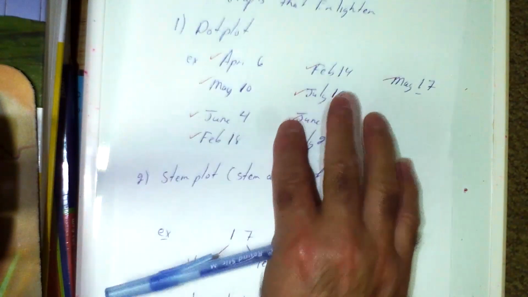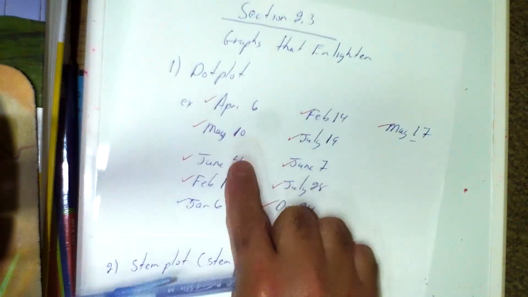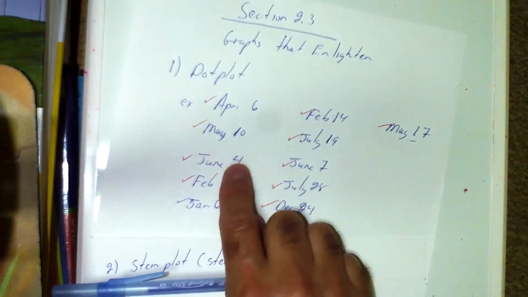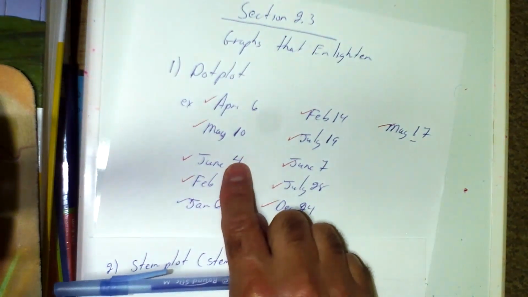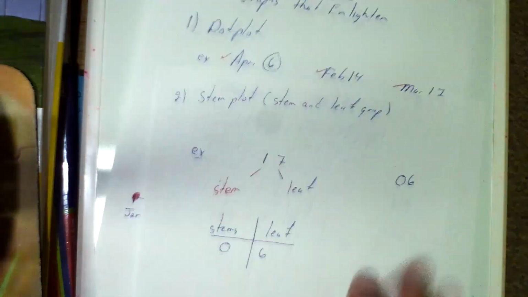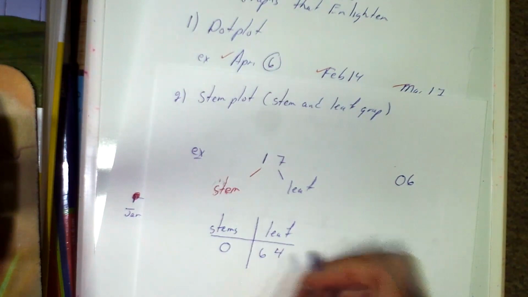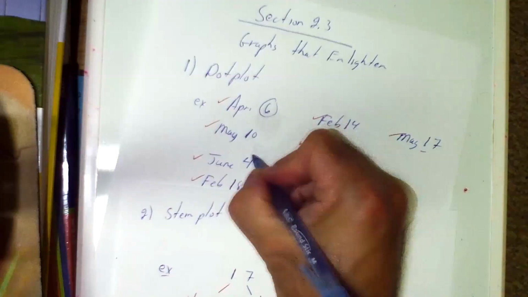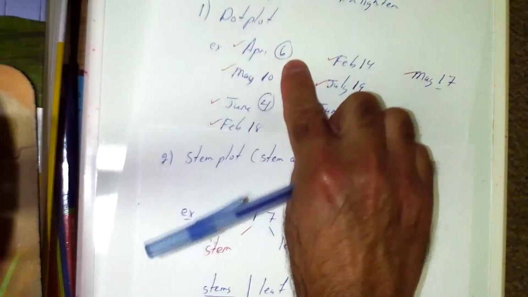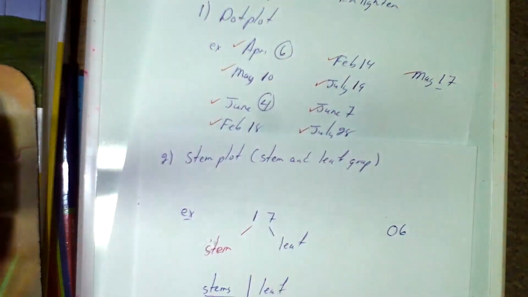Right? So if I go through my list, I have 6, 10, 4. Here's another single digit number. This number has a stem of 0. So I'm going to get this 4 and put it on the row containing the stem of 0, right next to the 6. So any single digit numbers are going to be placed on the stem row of 0.